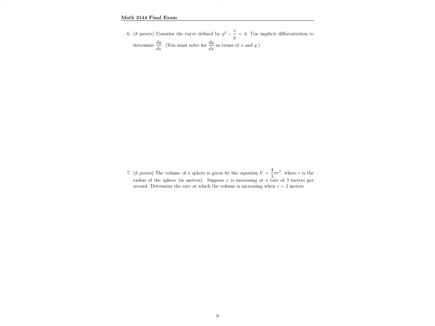So to solve the next problem, number 6, we have to consider a curve that is defined as y cubed minus x over y equals 4, and we have to use implicit differentiation to figure out dy/dx. Important to note here with implicit differentiation, we're going to differentiate y under the same rules that we use for x, except every time that we do so, we're going to tack on a dy/dx.